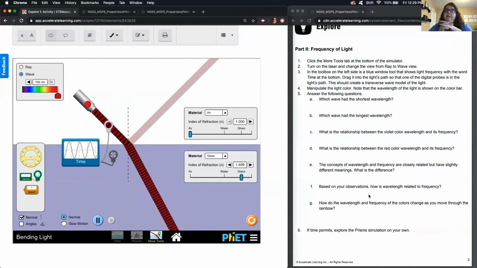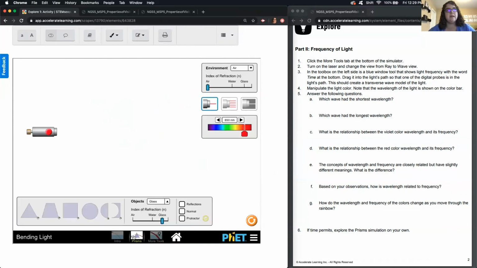How do wavelength and frequency of the colors change as you move? And this is when you just talk about, describe what is happening to the wavelength of the visible light spectrum. So the wavelength increases as you move from violet to red, or if you're reporting the other way, the wavelength decreases as you move from red to violet. Now this last part, it just is an open piece for you. I said you are allowed to access this for free online. If you log into the site, you can click on the prisms and do an entire investigation on your own.